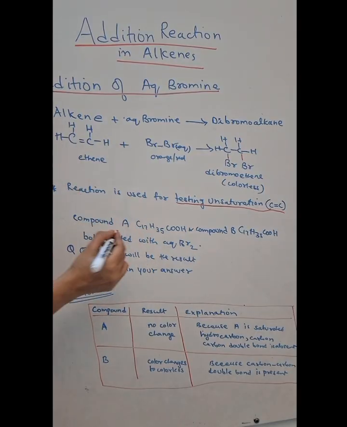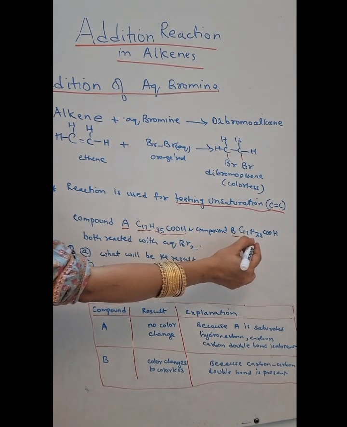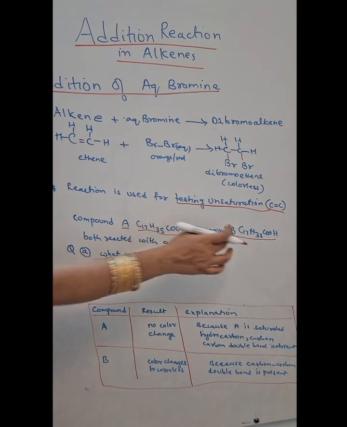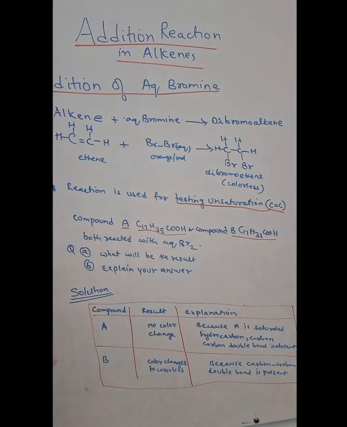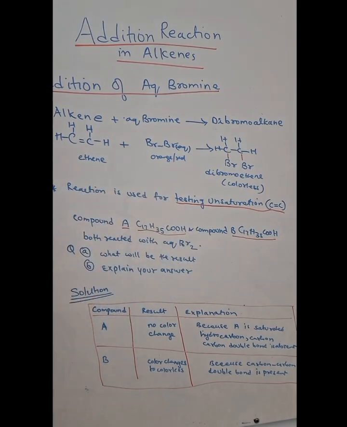Okay, now let us understand this testing with the help of one question. The question is this: there are two compounds, A with a molecular formula C17H35COOH, and B with a molecular formula C17H33COOH. There are two organic compounds A and B, and these are their molecular formulas. When we add aqueous bromine to these two organic compounds, what will be the result, and explain your answer. This is the question. So now I will solve this question by making a table so that you can understand it nicely. Suppose compound A is this.